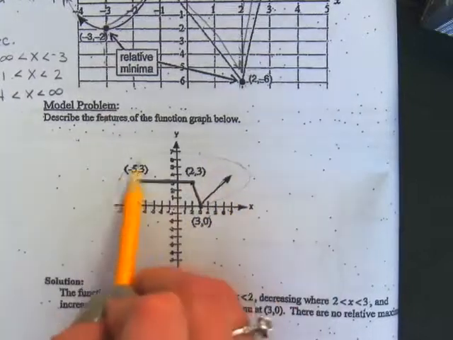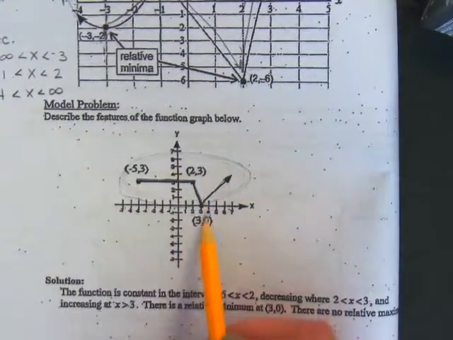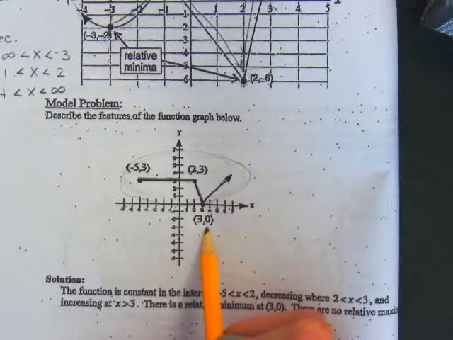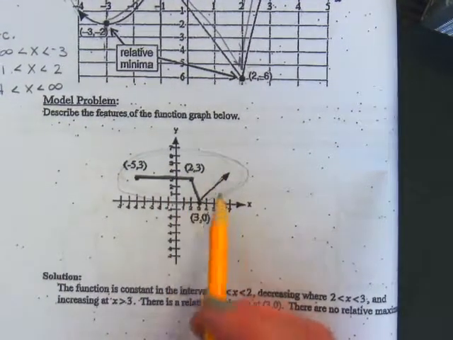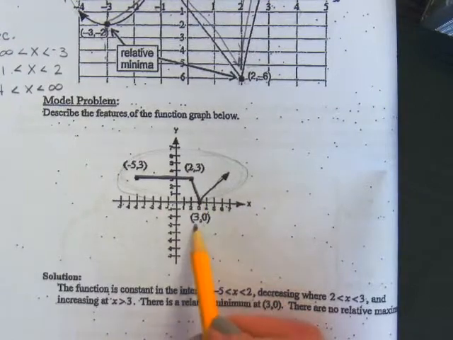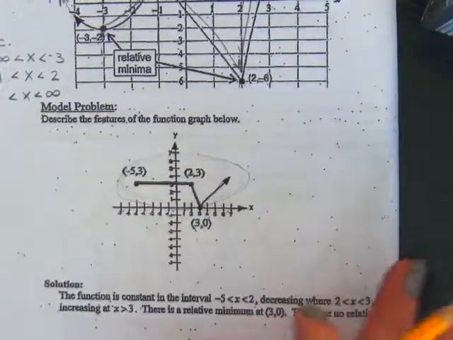This entire graph of the function is positive because it never dips below the x-axis. And as far as a relative maxima, there is not one that we can see, but there's a relative min, and that's going to be at (3, 0).